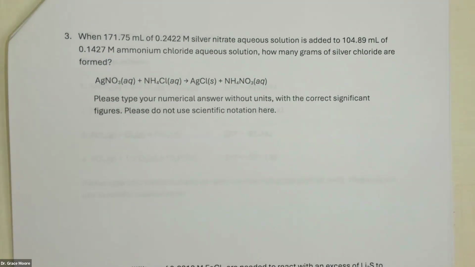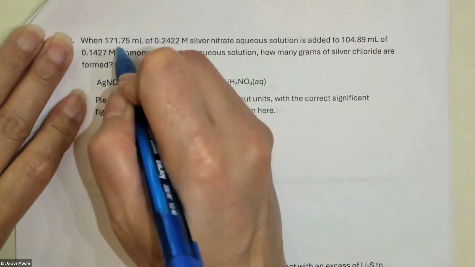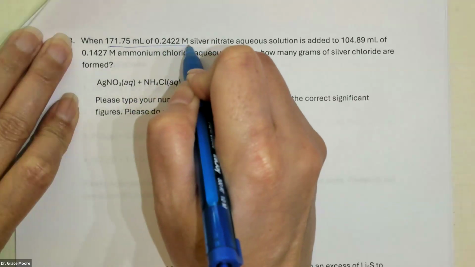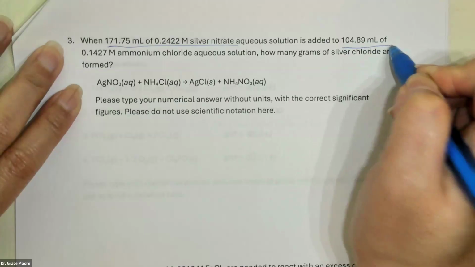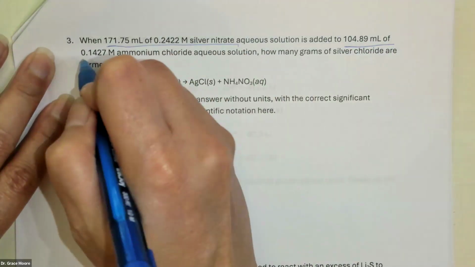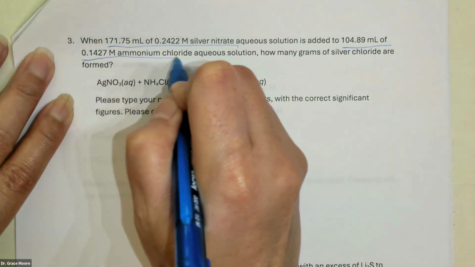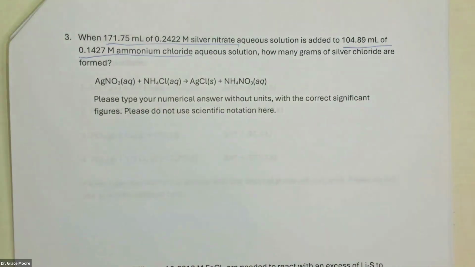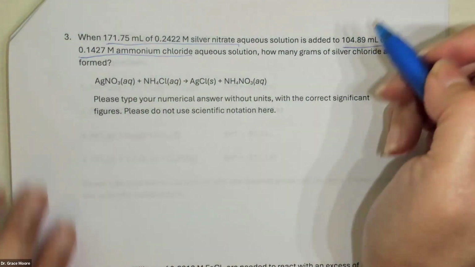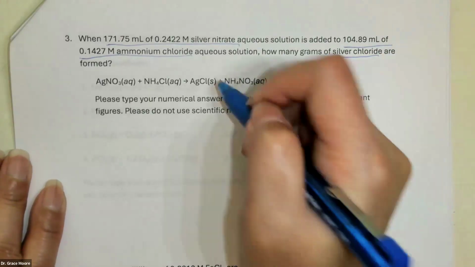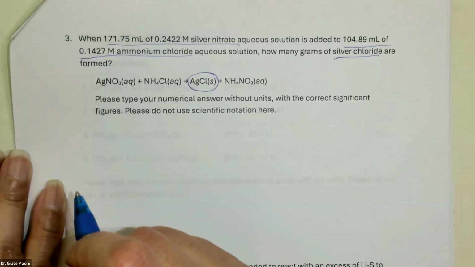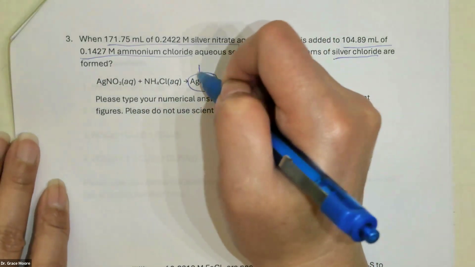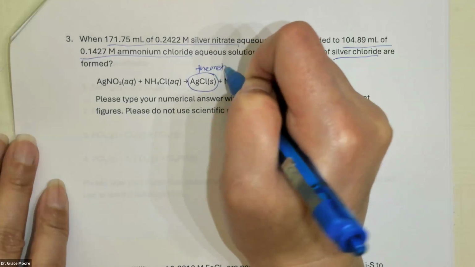You have 171.75 mils of 0.2422 molarity silver nitrate. And then you have another solution, 104.89 mils of 0.1427 molarity ammonium chloride. And they're going to mix together, and then they say how much silver chloride can you make. So they're asking for how much product, how many grams are formed. This is going to be asking for the theoretical yield.